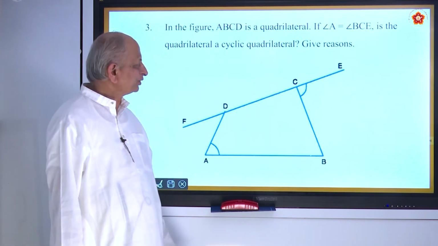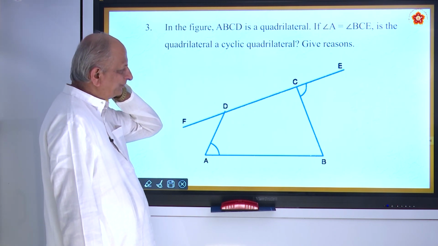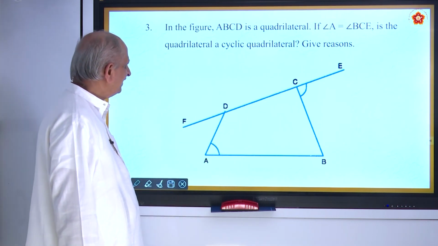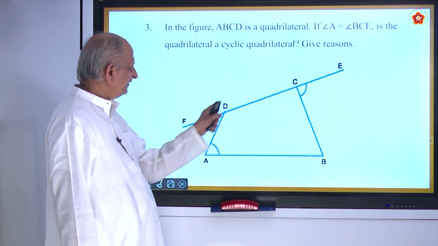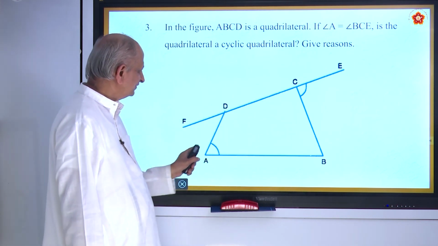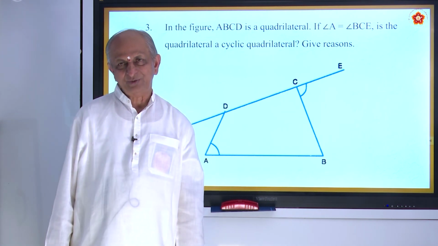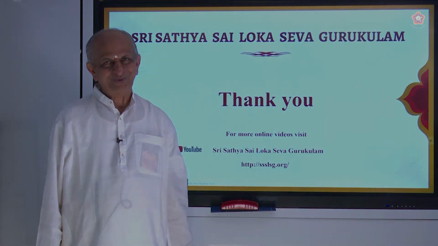One more question. ABCD is a quadrilateral. If angle A is equal to angle BCE, is this quadrilateral ABCD cyclic? They are asking, if this angle is equal to this angle, is it cyclic? Give reasons. Come prepared. Thank you.